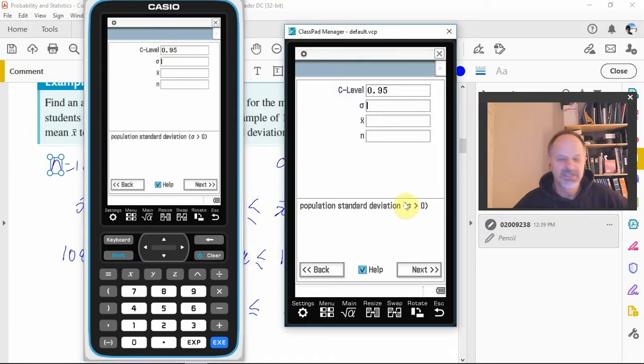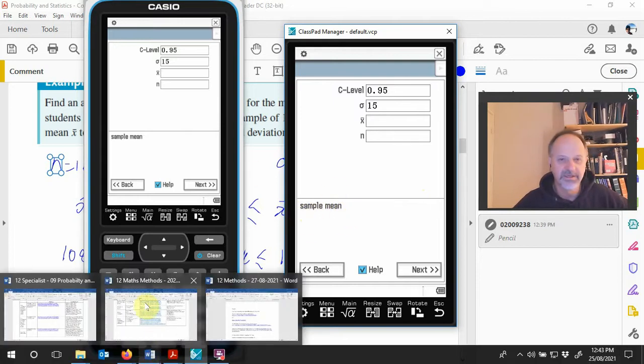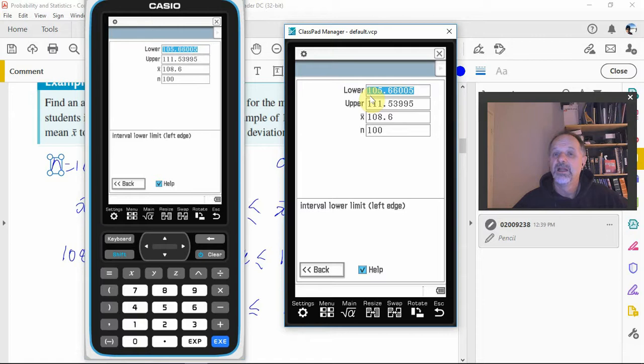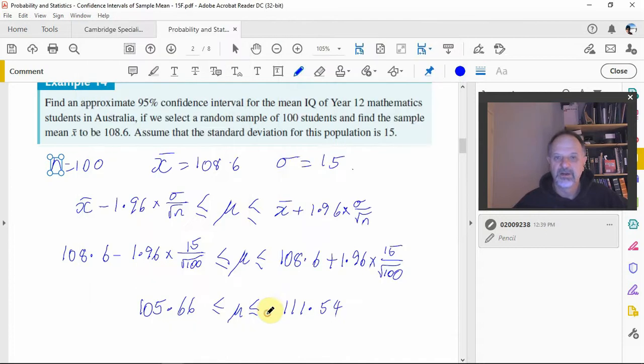Then population standard deviation. We were told the population standard deviation there was 15. This is the mean of our sample. If you forget what it is, it's telling us there: 108.6. And the number in our sample, we had 100 in our sample. And we go next, and there we go. So our confidence interval is between 105.66 and 111.54. So that's how our calculator would calculate it for us.